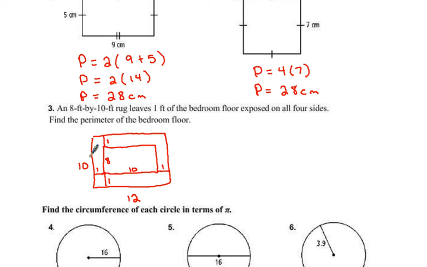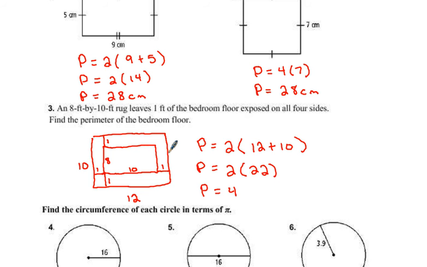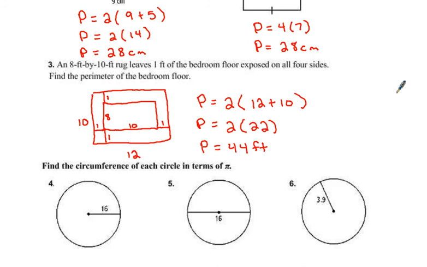So now that you've got that, if you want to find the perimeter, it'd be perimeter is equal to 2 times the length plus the width, so 12 plus 10. That would be perimeter is equal to 2 times 22, which means the perimeter is equal to 44. Now remember that's feet, so we need to put our unit on there. It is regular units because it is perimeter.